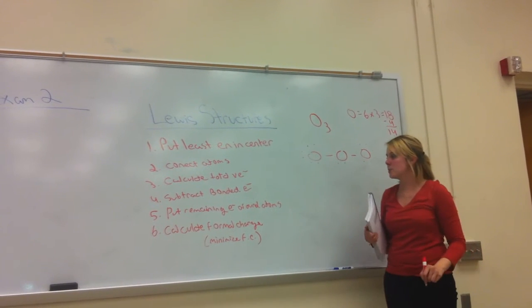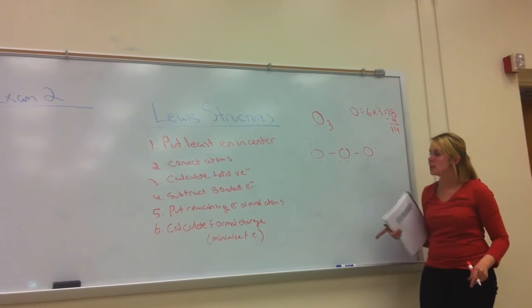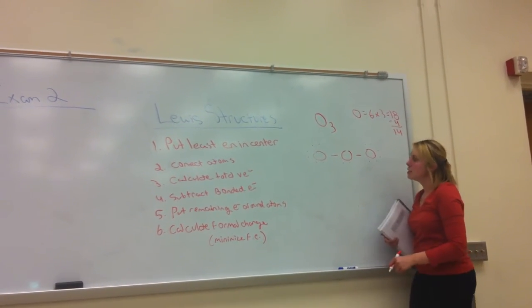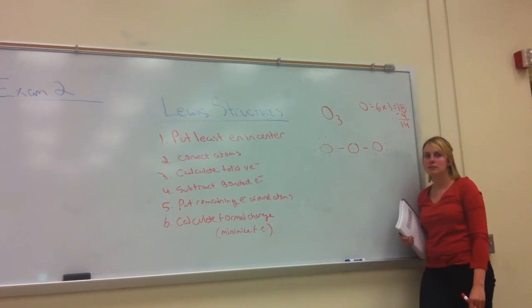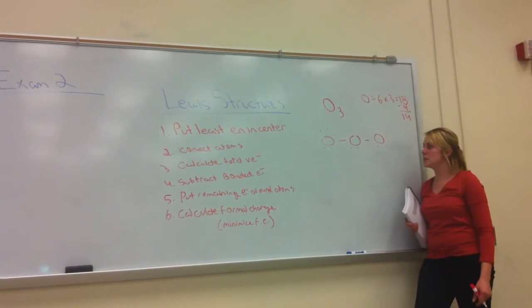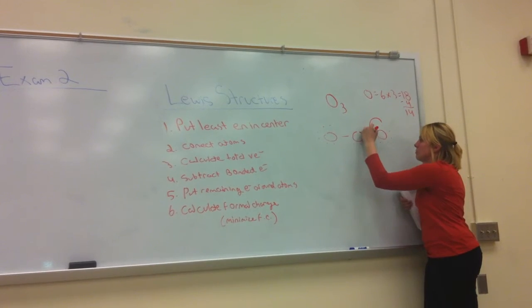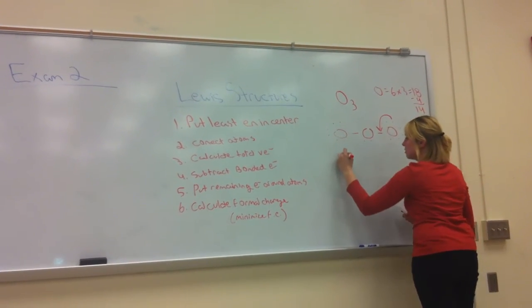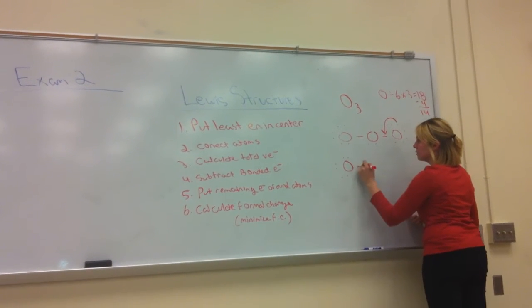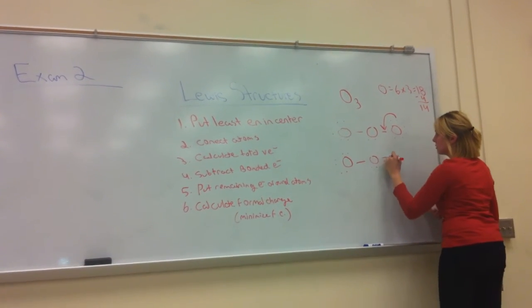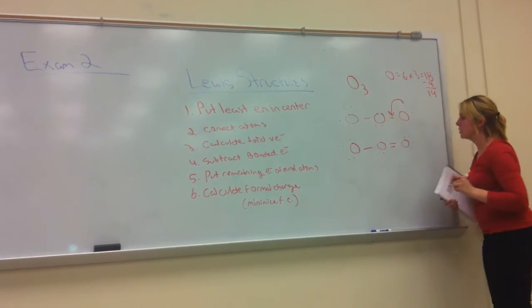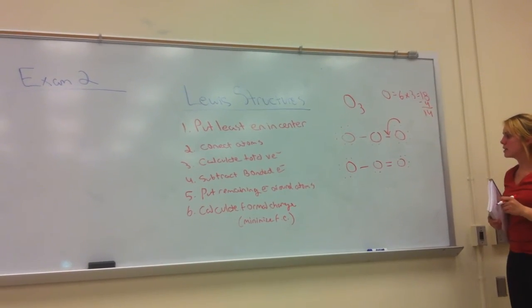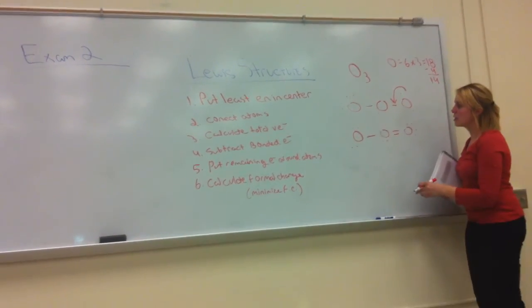All right. Subtract bonded electrons, put the remaining around atoms. Step 6, calculate formal charge. Does everyone have an octet? No. Obviously formal charge isn't minimized yet, right? So maybe some of these atoms can share electrons. Okay, now I'll calculate my formal charge.